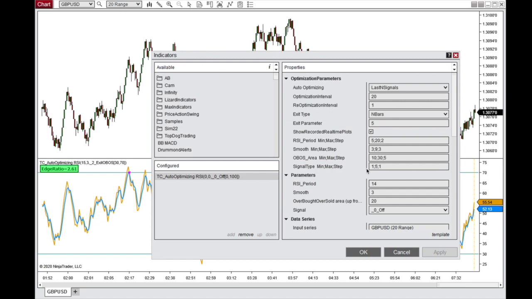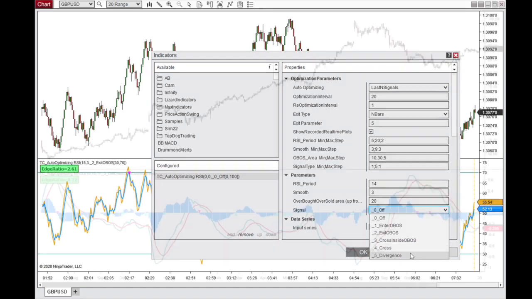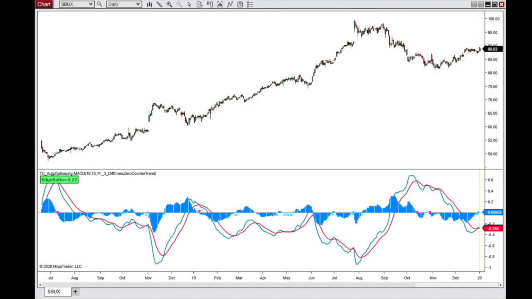Signal type 1 to 5 corresponds to this: enter overbought oversold, exit overbought oversold, a crossing of the lines inside overbought oversold, a cross at any time except when it's overbought or oversold against the cross, and divergence signal. You can use the auto-optimizing indicators on any type of chart.